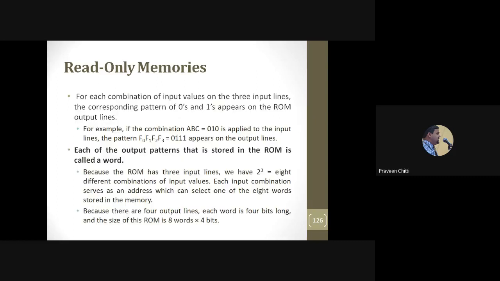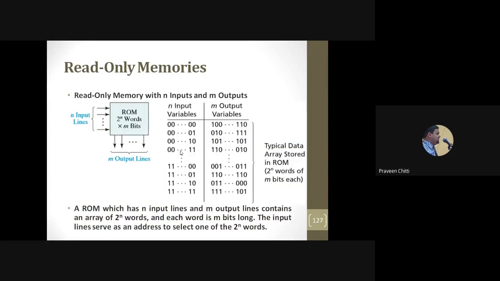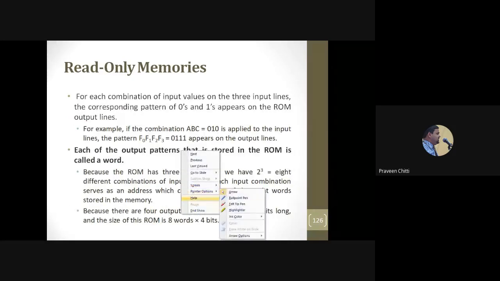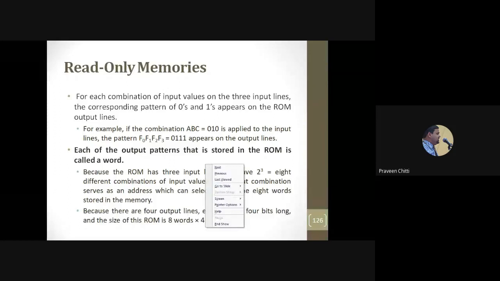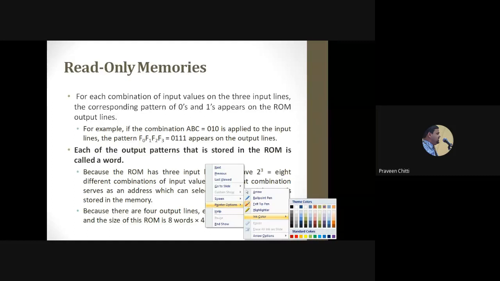Fine. Now, what exactly is this read-only memory? In brief, whatever I explained is written here on this particular slide. For each combination of input values on the 3 input lines, the corresponding pattern of zeros and ones appears on the ROM output lines. And that's what I said for ABC equal to 010. You can see here for ABC equal to 010, the ROM content is 0111.